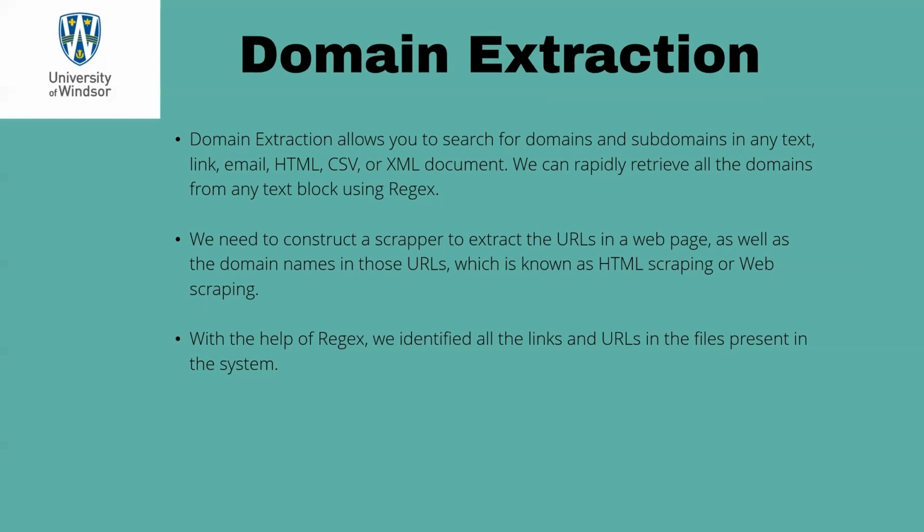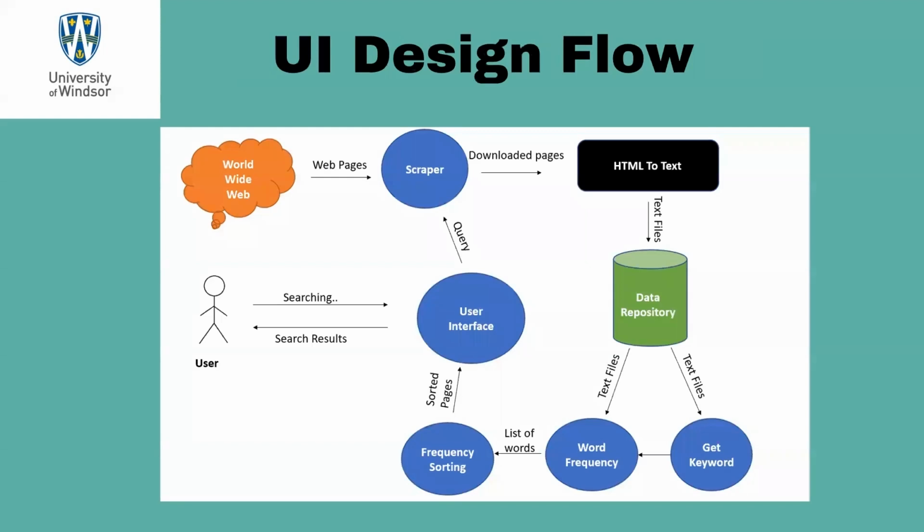We need to construct a scraper to extract the URLs in a web page as well as the domain names in those URLs. This is known as HTML scraping or web scraping. With the help of regex, we can identify all the links and URLs in the files present in the system, so the user can see these elements in a specific part of our search engine. My colleague will continue with the next slide.